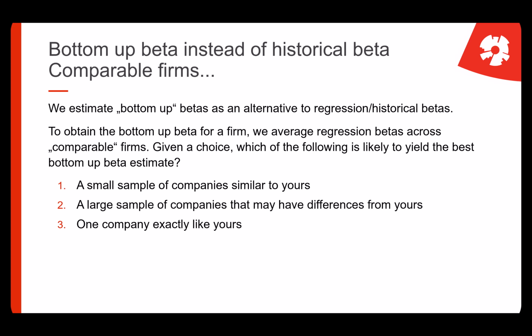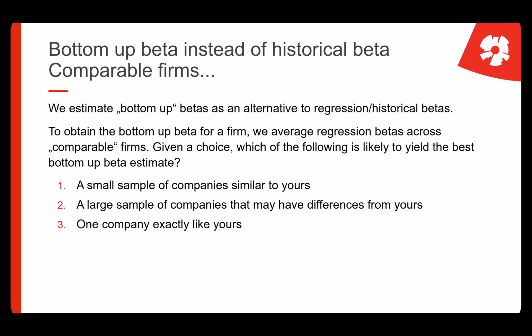Now here's how the bottom-up beta works. Instead of running a regression for one firm, we look at the whole sample of comparable companies. For each one, we unlever the regression beta by removing the impact of debt. Then we take the average across the group, and finally re-lever it using our company's debt ratio.